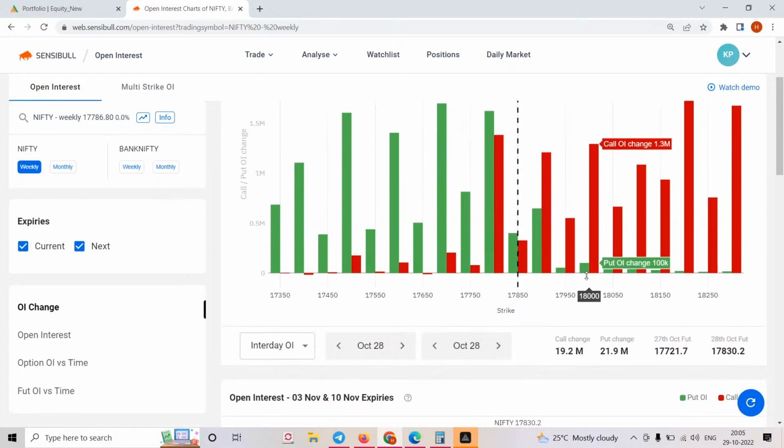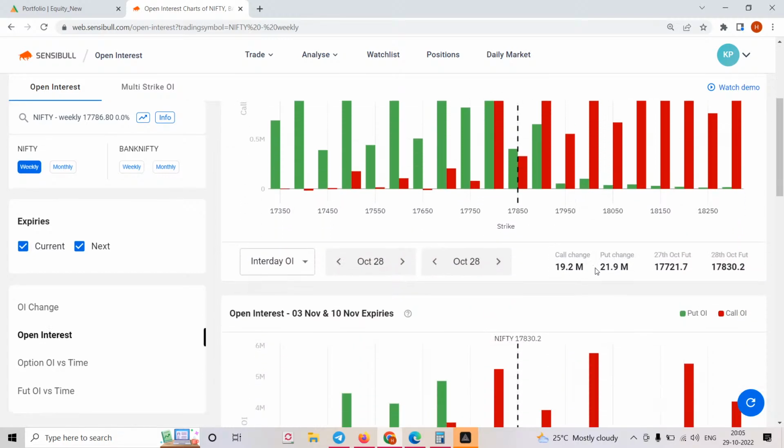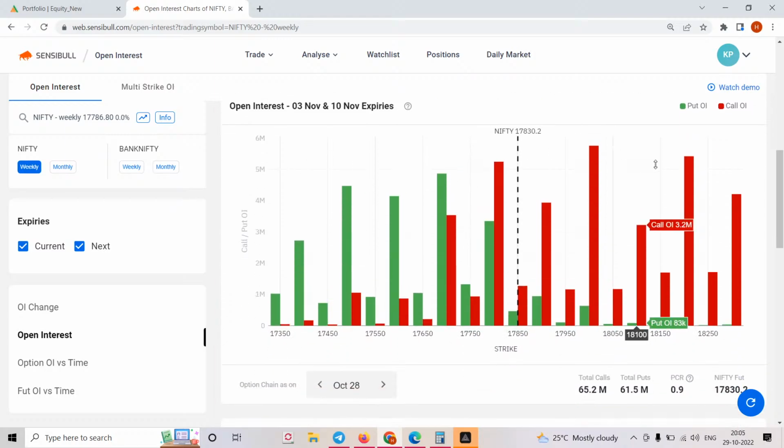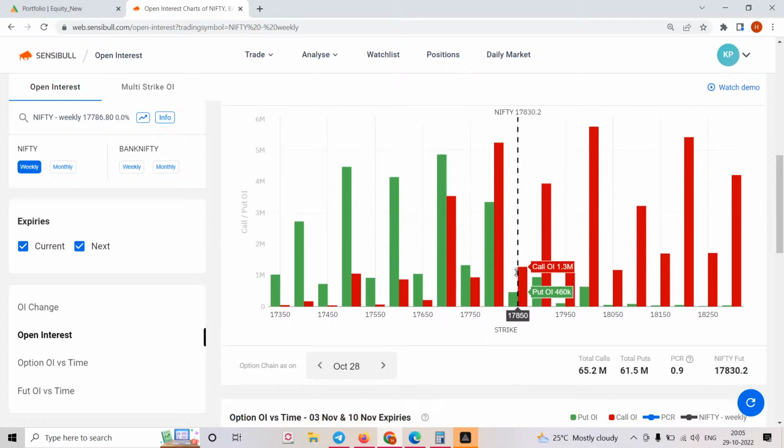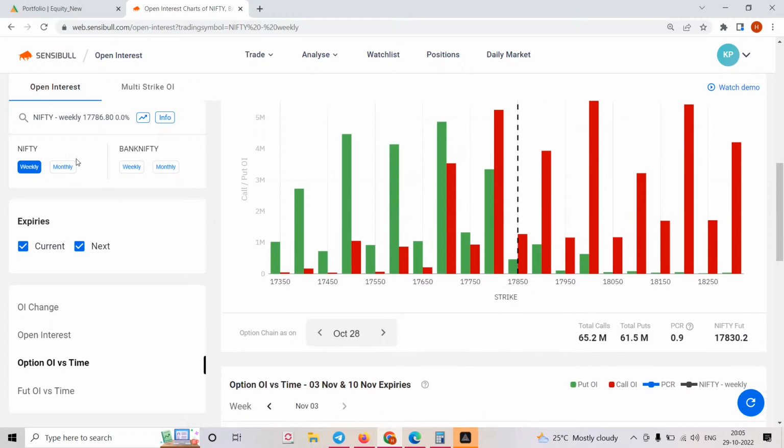This is the intraday. On intraday, there was more put build-up than call build-up, so Nifty had a bit of an upside move. It clearly shows 21.9 million put build-up compared to 19.2 million. If you check the historical option chain, this clearly shows that for next week Nifty might be sideways, because there is not much difference between total call build-up and total put build-up. Based on the open interest, it looks sideways. That's the conclusion.